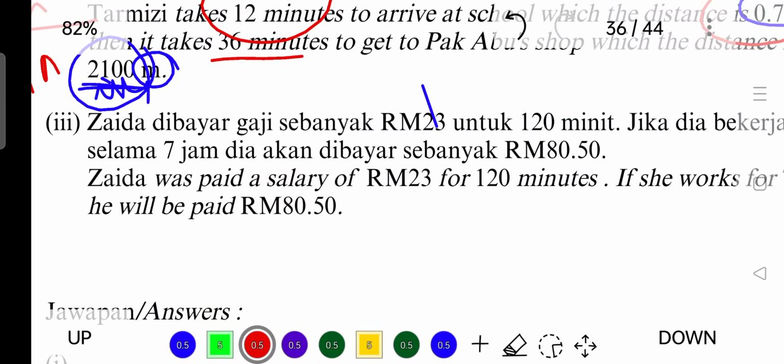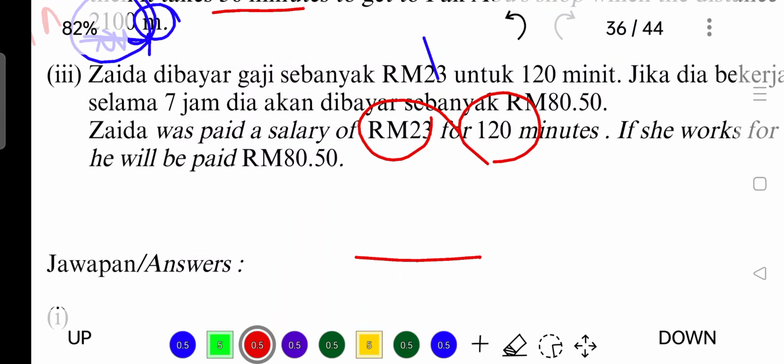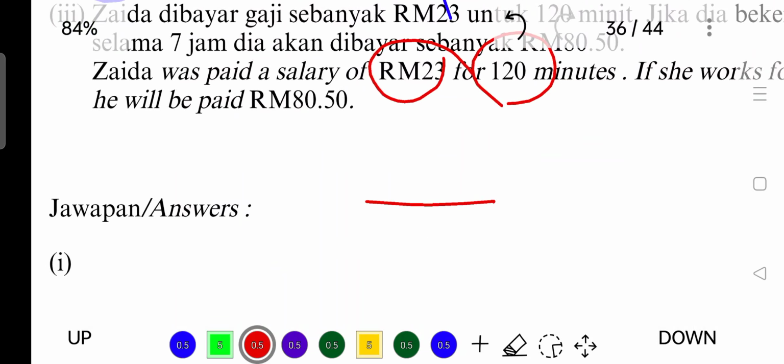So look at this. Zaida was paid a salary of 23 ringgit for 120 minutes. Which one will go down? How do you want to count? Like, for 1 ringgit, I'll pay you 1 ringgit today. How long can you work with me? Or you work with me for an hour or 30 minutes today, I pay you this much. Which one is easier for you to request?